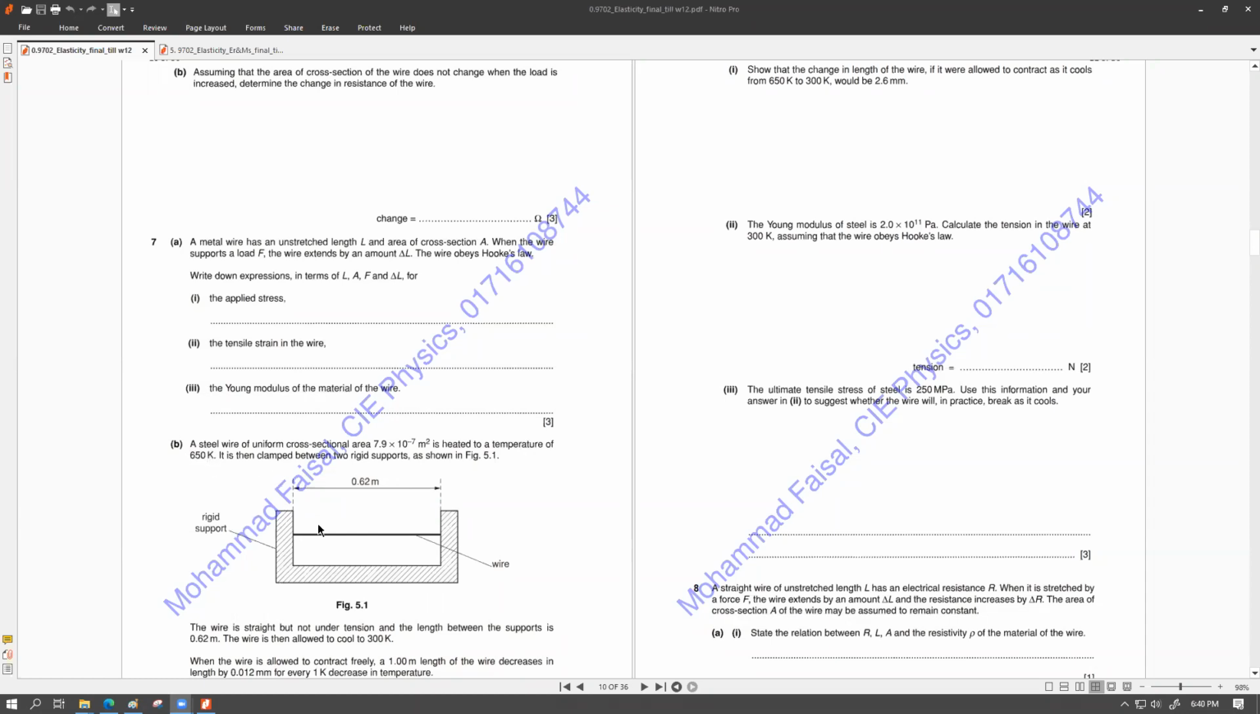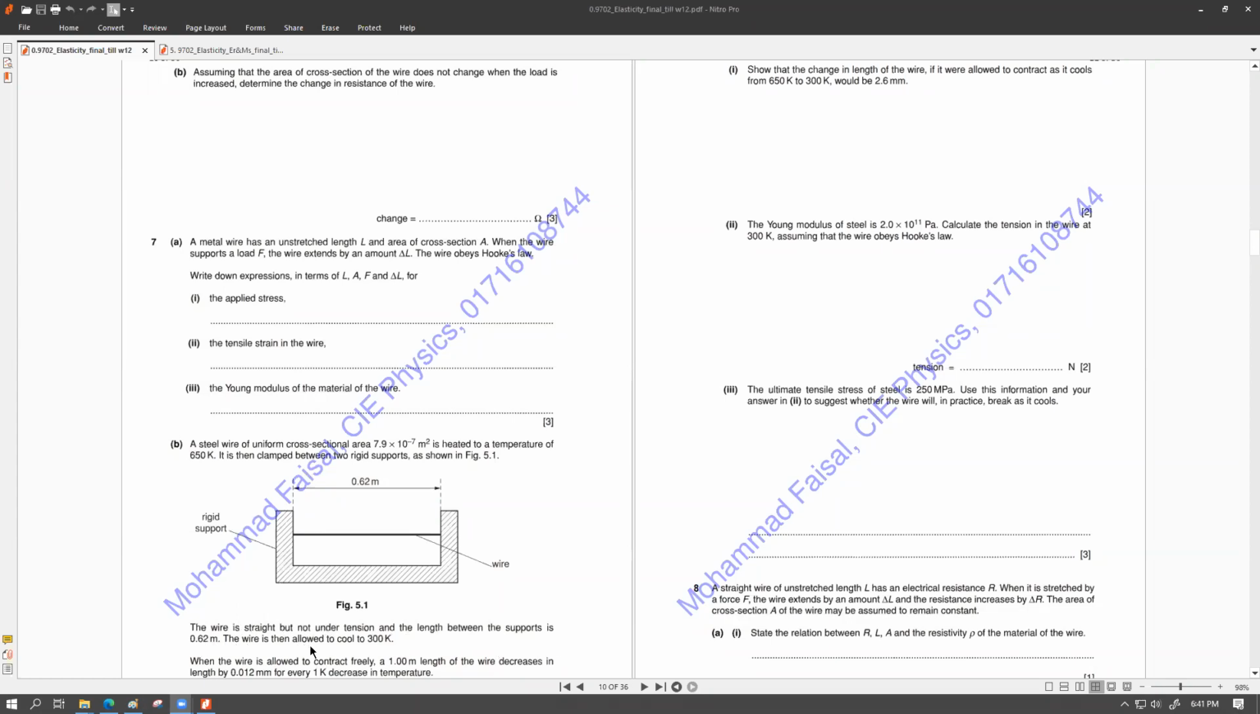Then it was clamped between these two rigid supports firmly as shown. It means currently this wire's temperature is 650 Kelvin. At this temperature, there is no force within this object to retract back, which means at 650 Kelvin, the length of the wire is 0.62 meter. This is at a higher temperature. The wire is straight but not under tension, and the length between the supports is 0.62 meter.